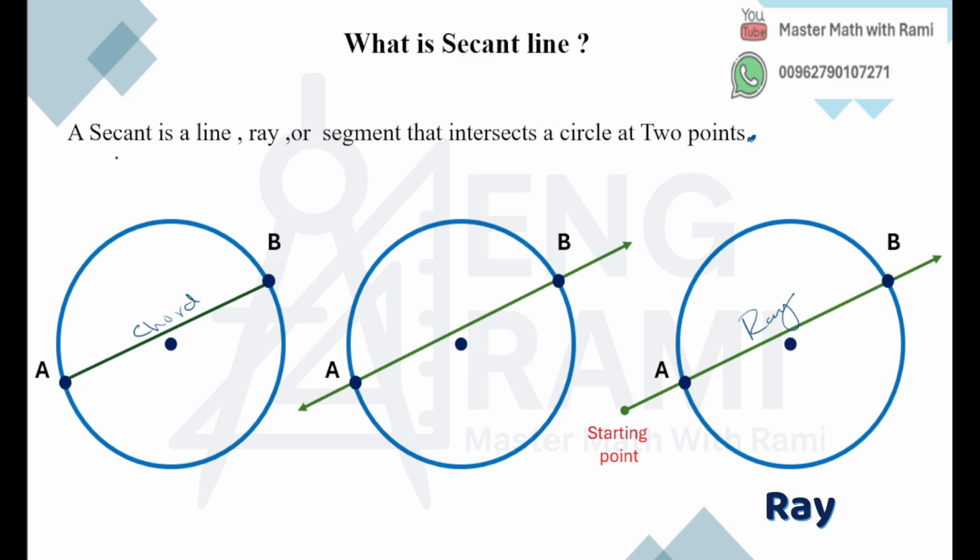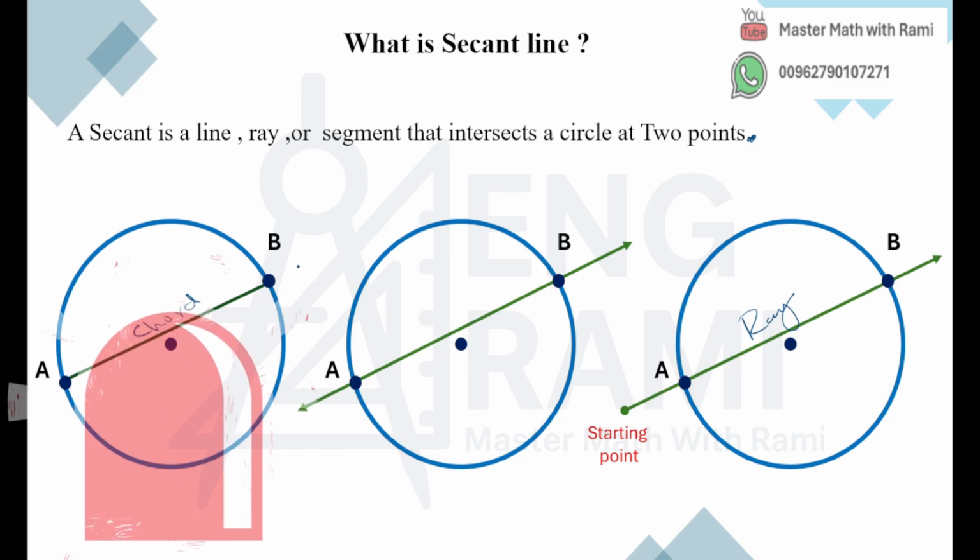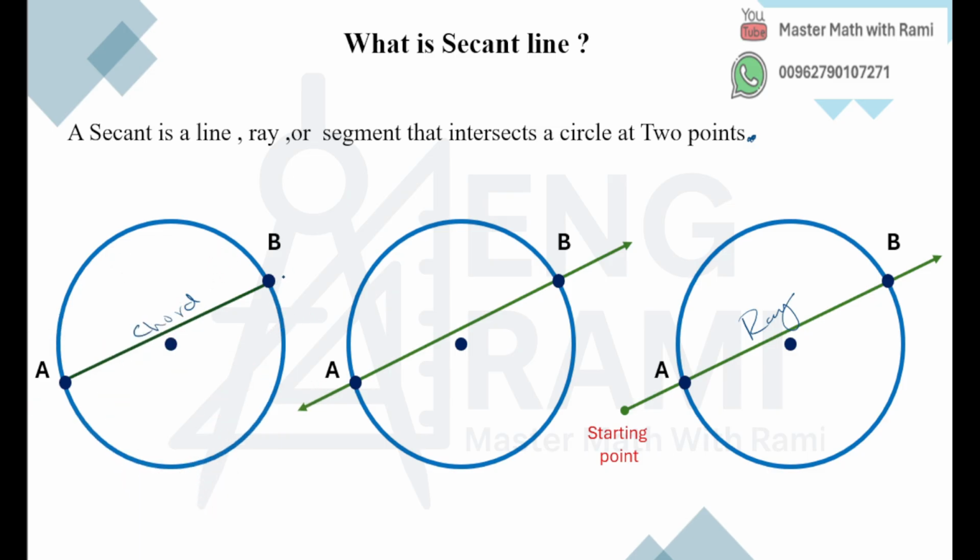This is a secant. The most important thing that we have to know is that the secant is a line that cuts the circle in 2 points.